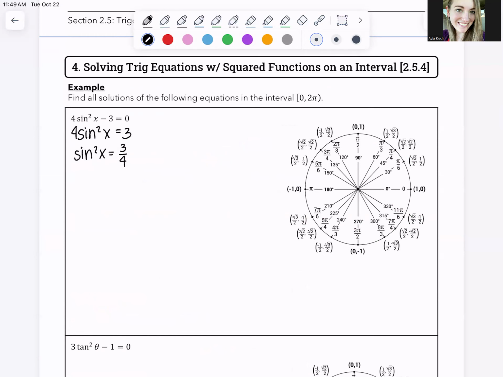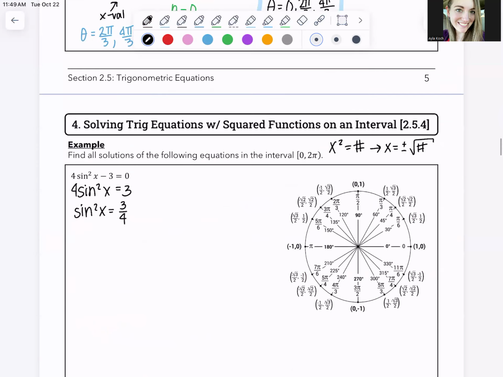Again, when you go from x squared equals a number, or whatever, sine squared in this case, to taking that square root, because that square root cancels out the square, remember to do a plus or minus before that square root, right? So if you have x squared is equal to 25, you have x is equal to positive 5 or negative 5, plus or minus 5, because either of those work in that equation.